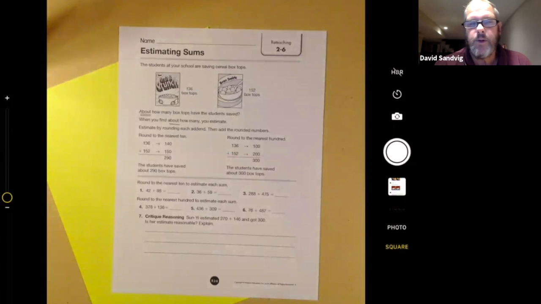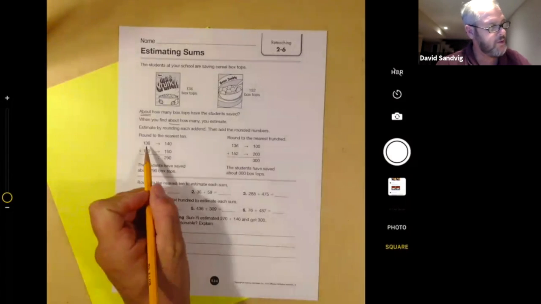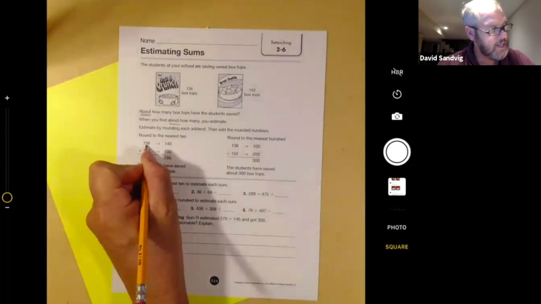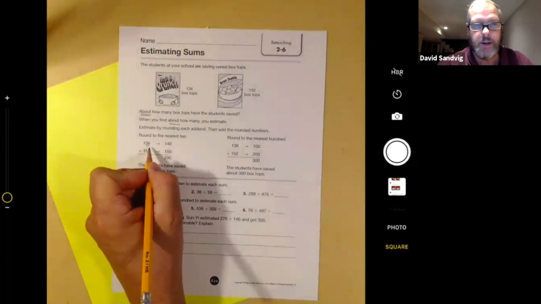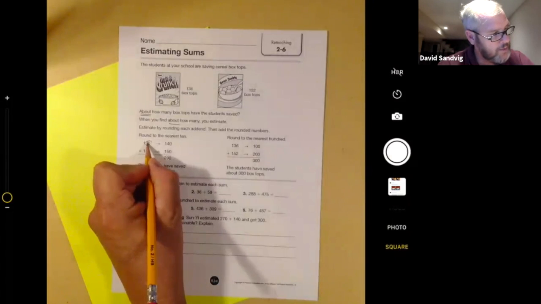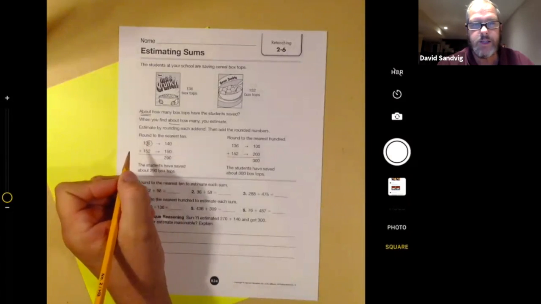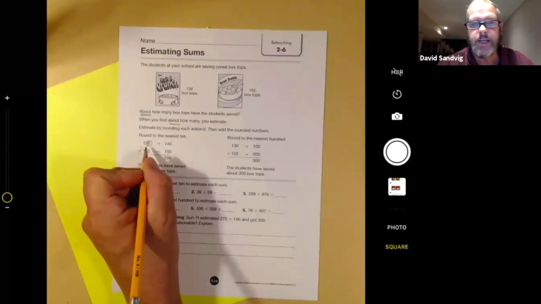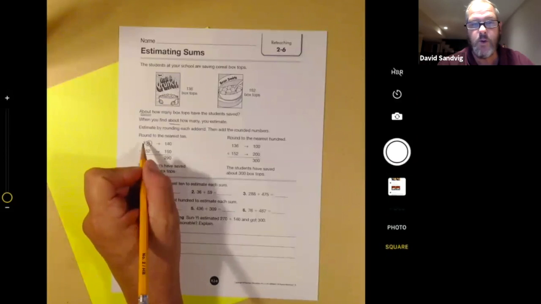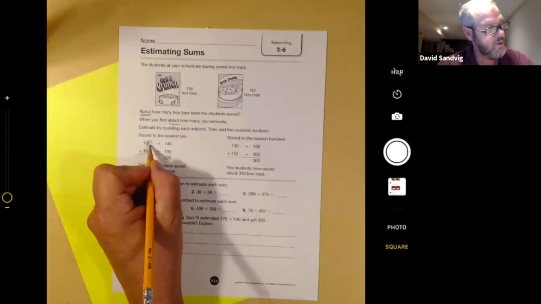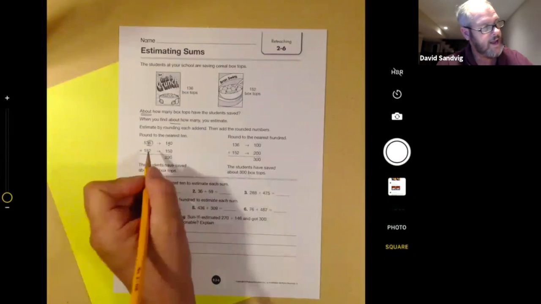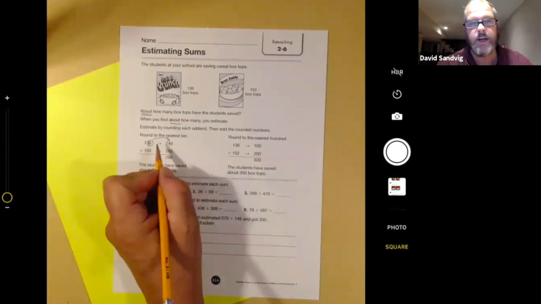So in the first example, we're rounding to the nearest 10. 136 to the nearest 10. The 3 is in the tens spot. We're going to look to the number to the right, so I'm going to circle it to see how it is rounded. The number to the right is 6. That is 5 or more. The 3 goes up to the 4. The 6 becomes a 0 and you get 140.